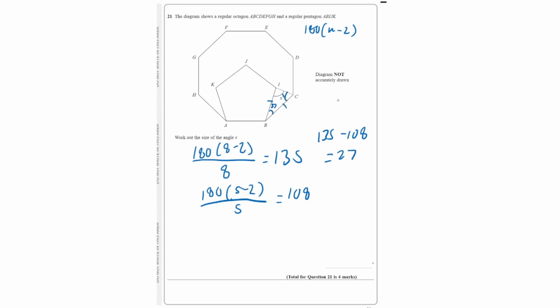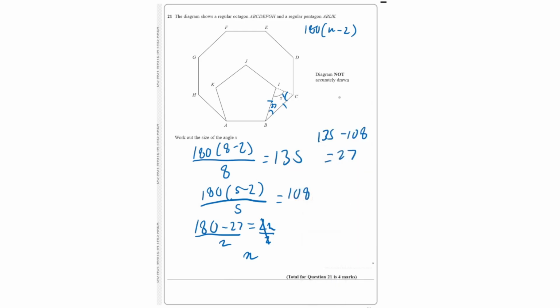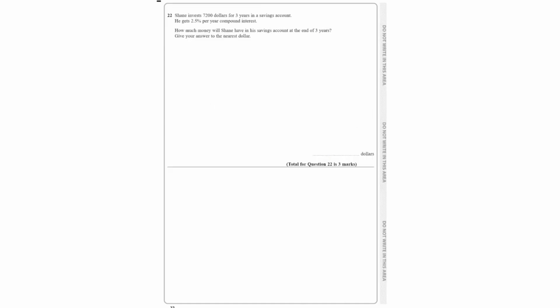So that means we can just use the sum of the interior angles for a triangle, which is 180 minus 27 must equal 2x. So we simply divide by 2 on both sides. This cancels out. Therefore, that means x is given as 180 minus 27 divided by 2. That gives us 76.5. x is 76.5 degrees.